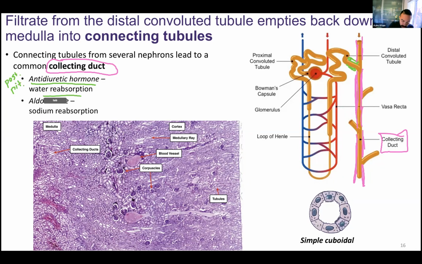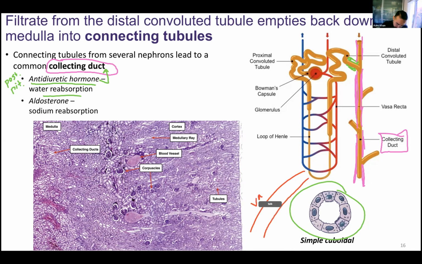For water reabsorption, antidiuretic hormone targets the cells of the collecting duct and tells it to reabsorb more water. So if you have a blood vessel out here, the vasorecta specifically, we can take water, it goes through the cell to our blood vessel.